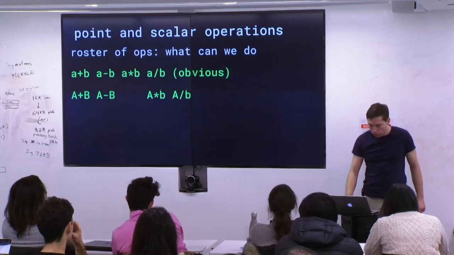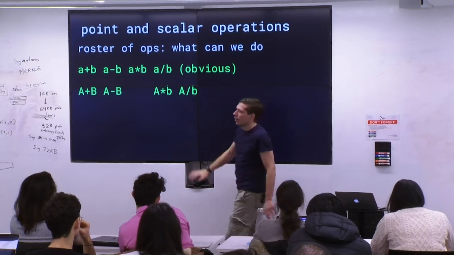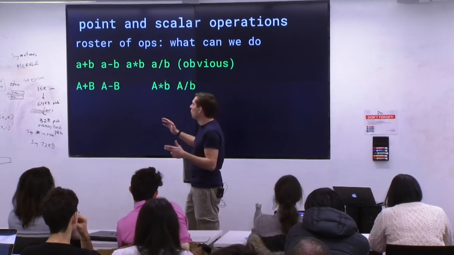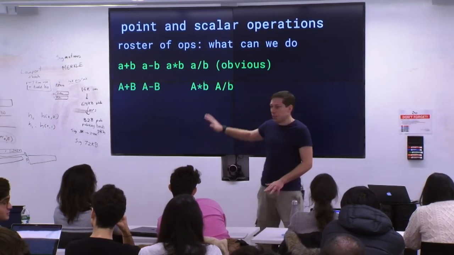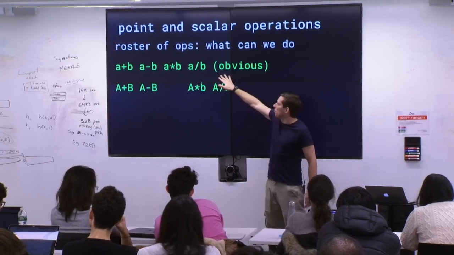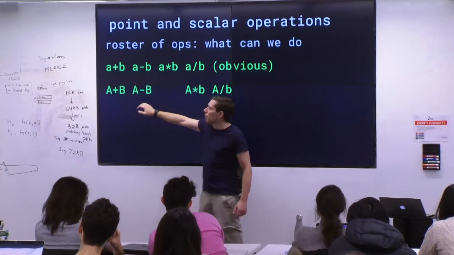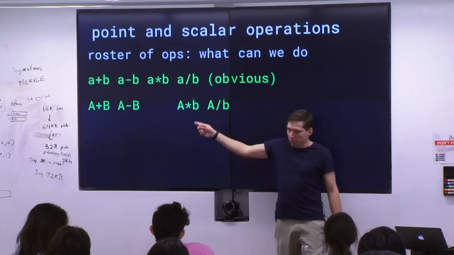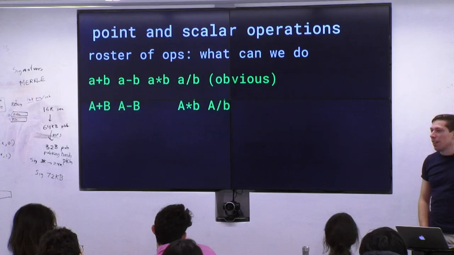Okay, so that's the roster of operations we can do. It's sort of amazing all the crazy things you can do with just these operations, right? With regular numbers, you can do whatever you want. That's obvious. And with these points, you can add and subtract them. And when you mix, you can multiply and divide. And that's it. Okay, any questions so far?